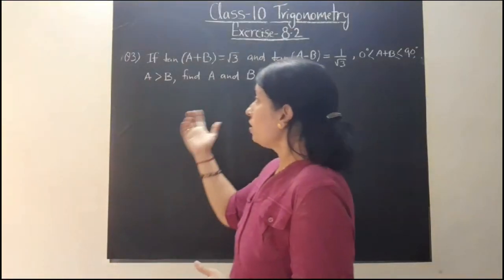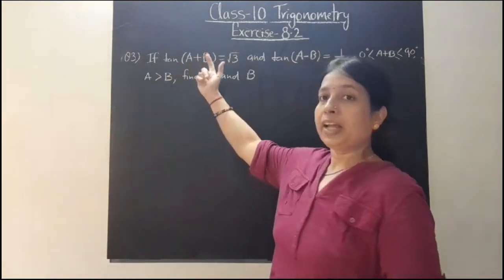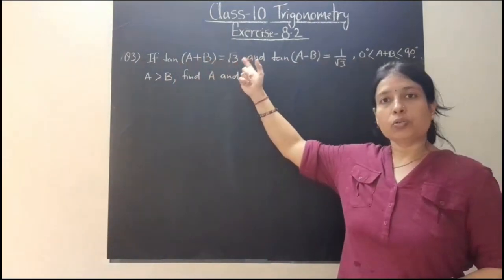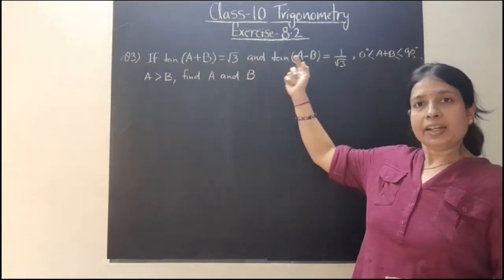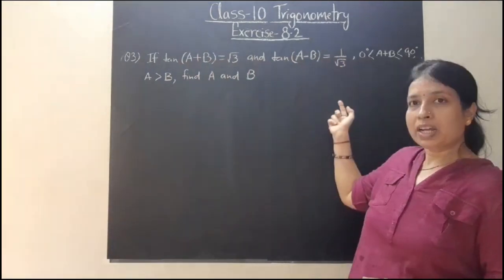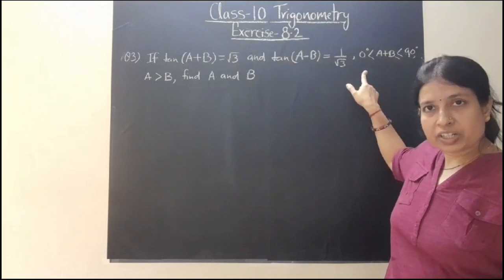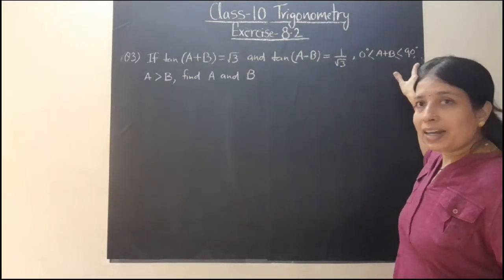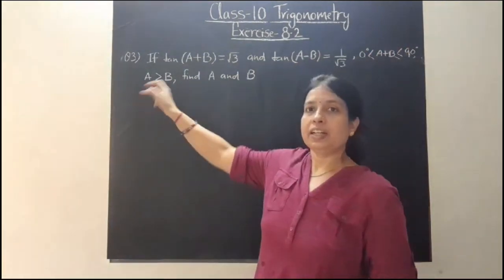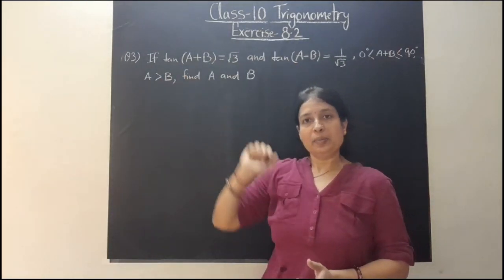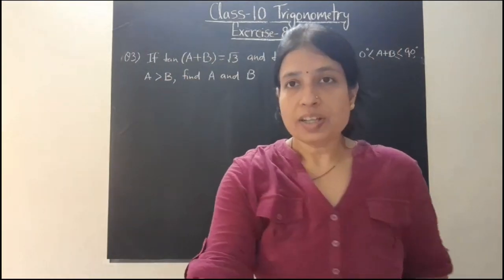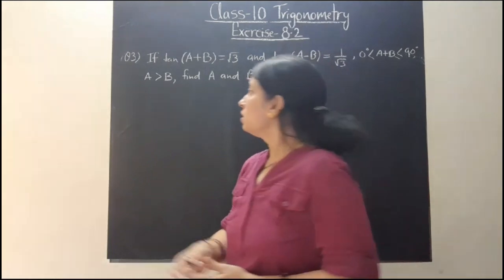See your question number 3rd. Question number 3rd is: if tan A plus B is equal to root 3 and tan A minus B is equal to 1 by root 3, and the condition given is A plus B is greater than 0 degree but less than or equal to 90 degree. If A is greater than B, find A and B. Okay, so first we write what is given.